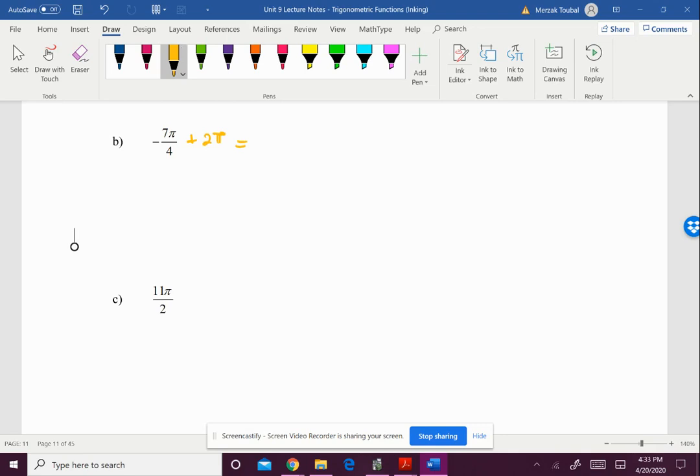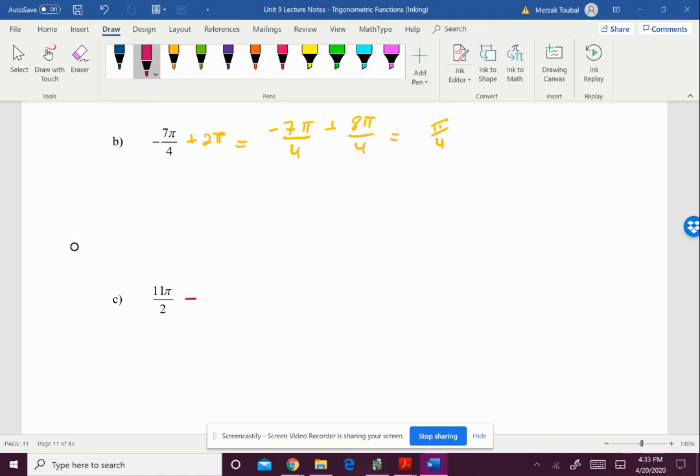So we're adding 2 pi. The common denominator is 4, so negative 7 pi plus 8 pi, over 4, which is pi over 4. All right, now let's do the last one.